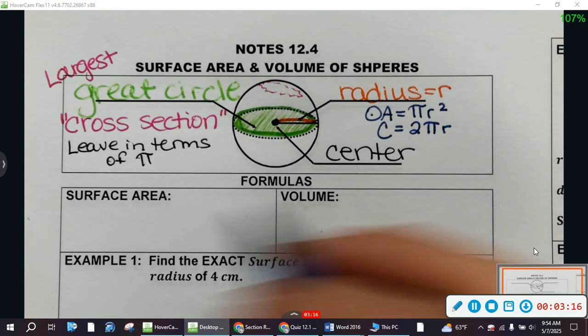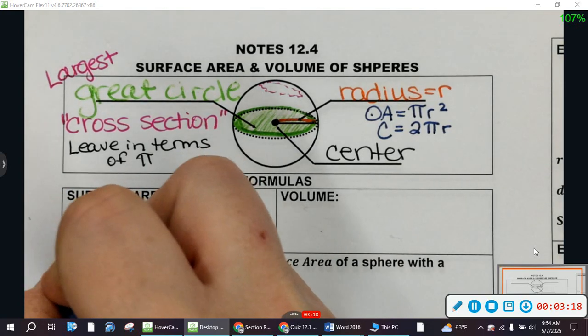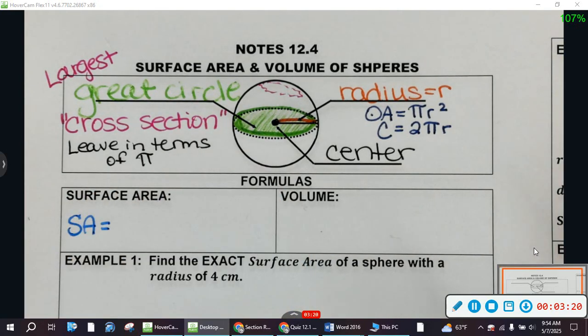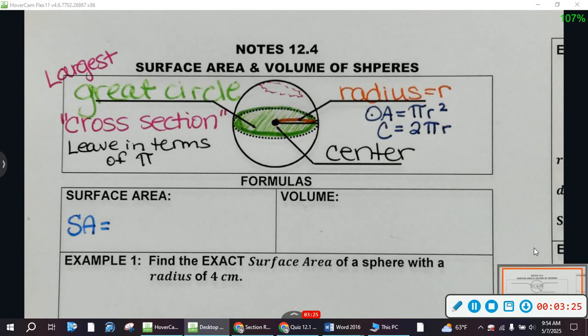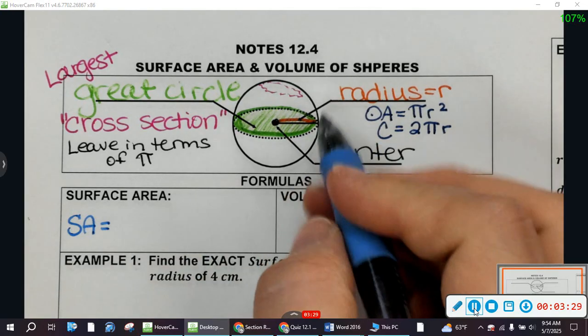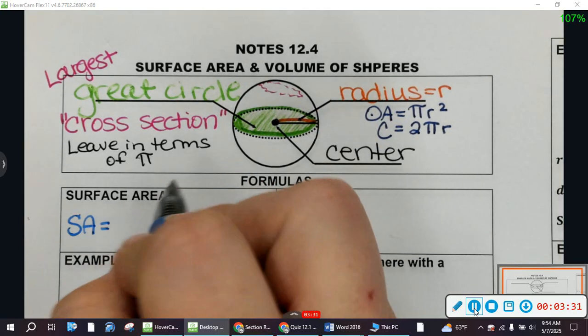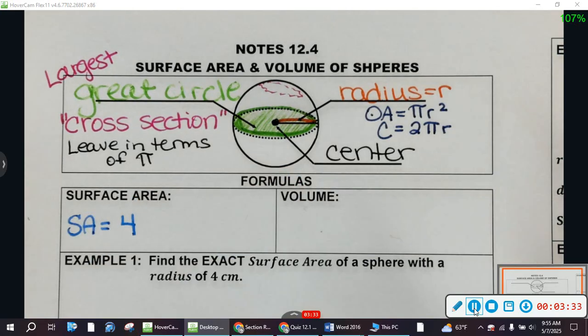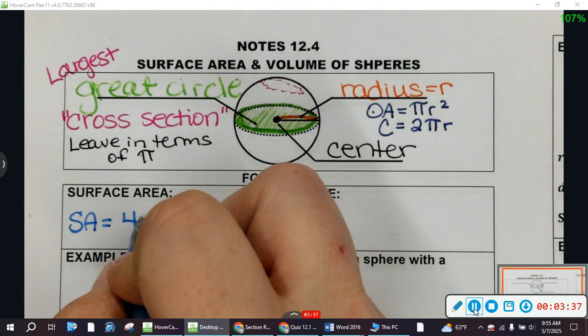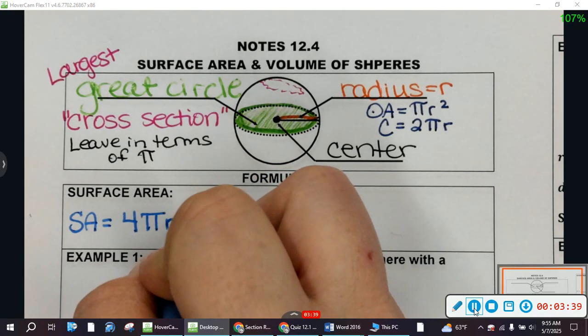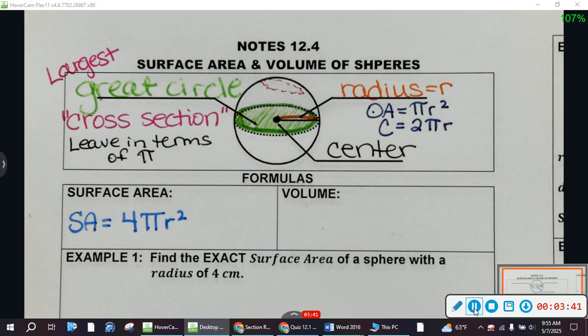So we've got two formulas. The first formula is surface area. Surface area is that pi r squared, and it actually ends up being a total of 4 circles' worth. So the surface area will be 4 pi r squared.